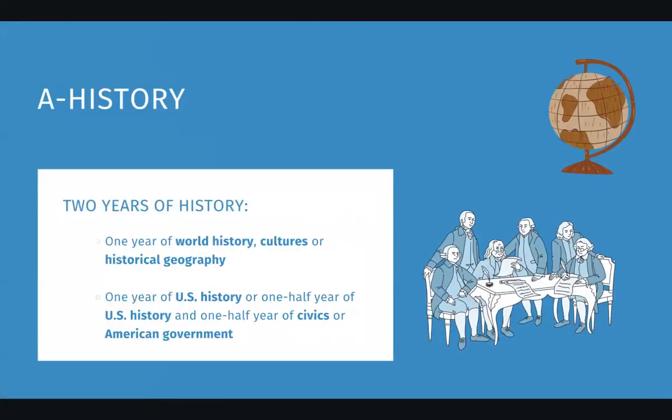So the first is history. You need 2 years of history. 1 year has to be world history, cultures, or historical geography. And then 1 year of US history, or 1/2 year of US history and 1/2 year of civics or American government.